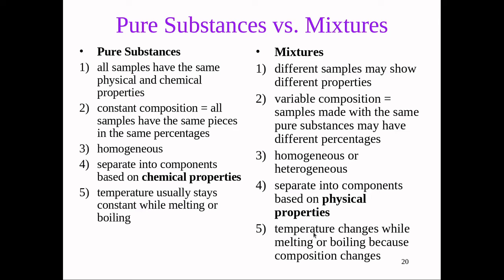And the temperature changes when it's melting and boiling because of the composition change. So what you're going to find is that when you have a mixture and say it starts melting, you're going to see a change in temperature from when you first see it start to melt to when it's completely all the way melted. And that's because of the composition change that's occurring.